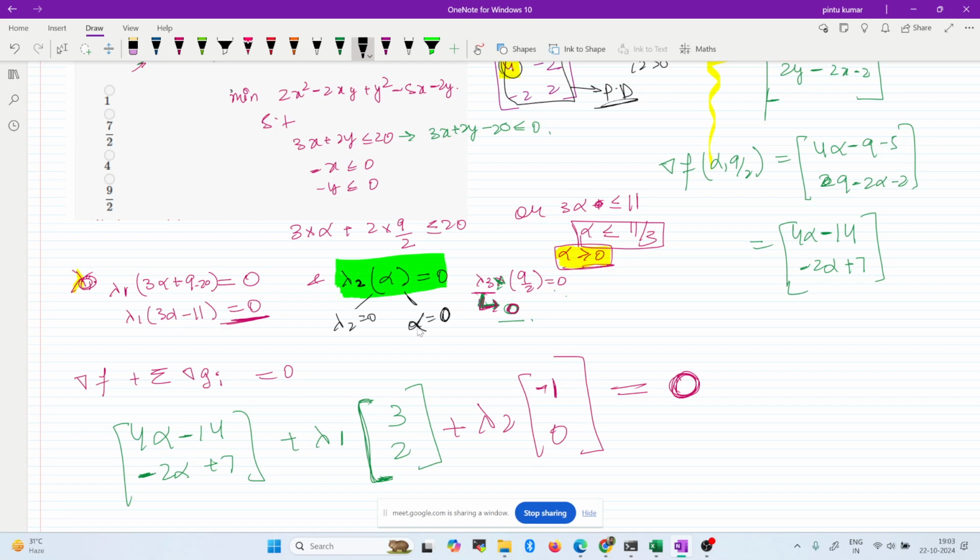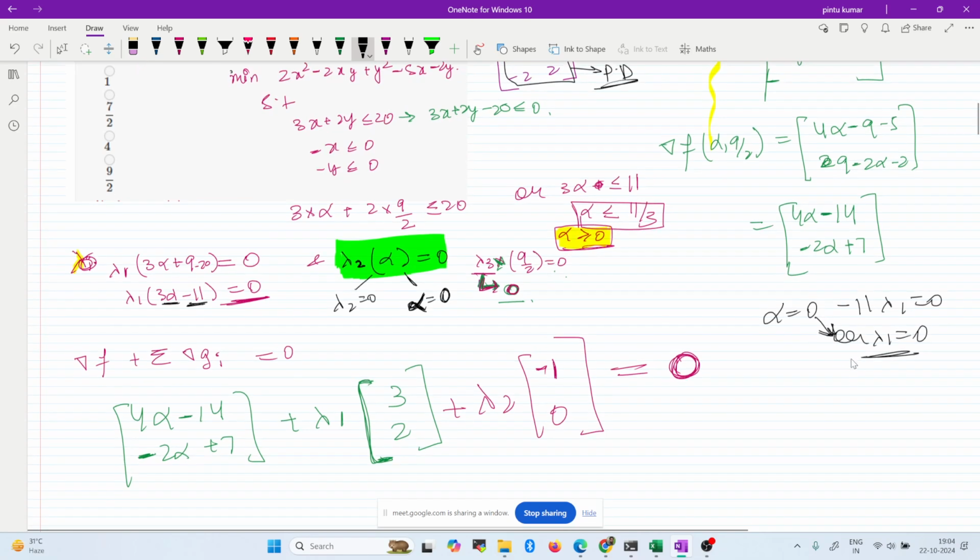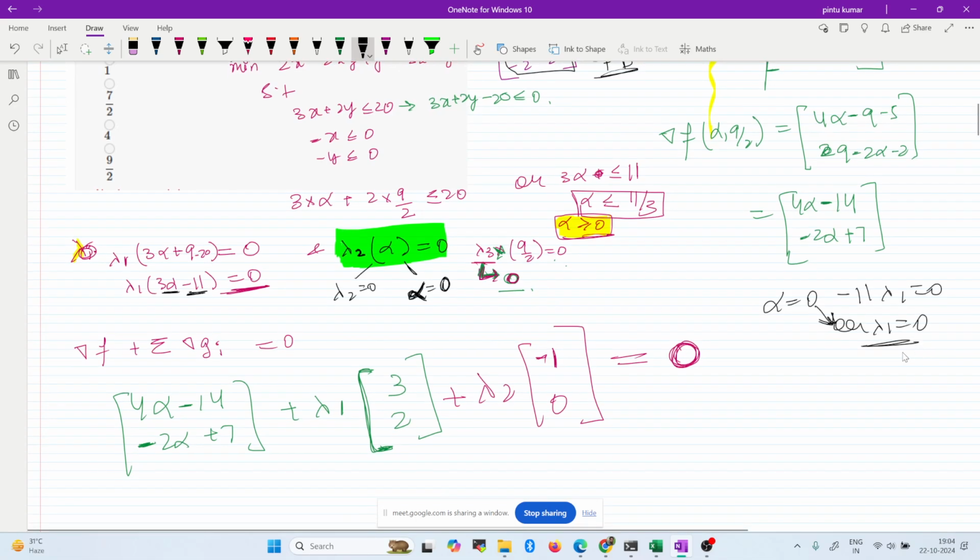Now consider the situation that your alpha is 0. If your alpha is 0, what would it mean? Alpha being 0 would mean that this is 3 times 0 minus 11, that means minus 11 times lambda 1 is 0, so lambda 1 is 0, right? So if alpha is equal to 0, then my lambda 1 becomes 0. Okay, and what happens next?